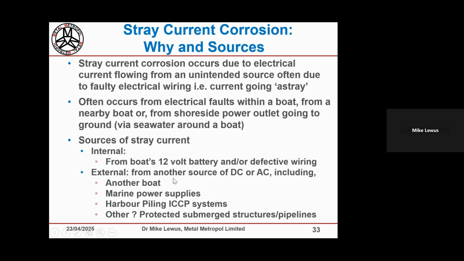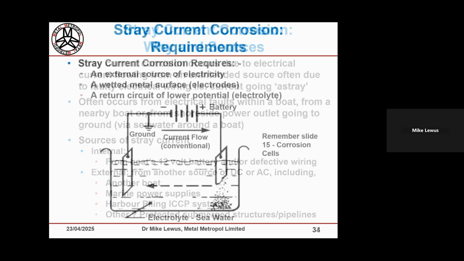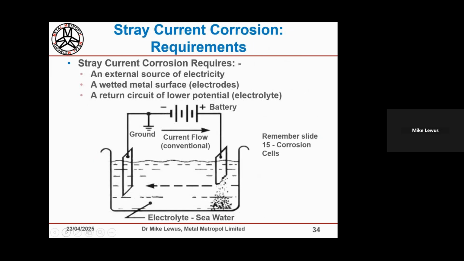But externally, I've already mentioned marine power supply. It could be from another boat, and I'll add a bit more detail to this shortly. But actually, you could have stray current that arises because of ICCP systems in a harbour or a mini marina, set up to protect harbour piling or even other submerged structures. So quite a number of different sources.